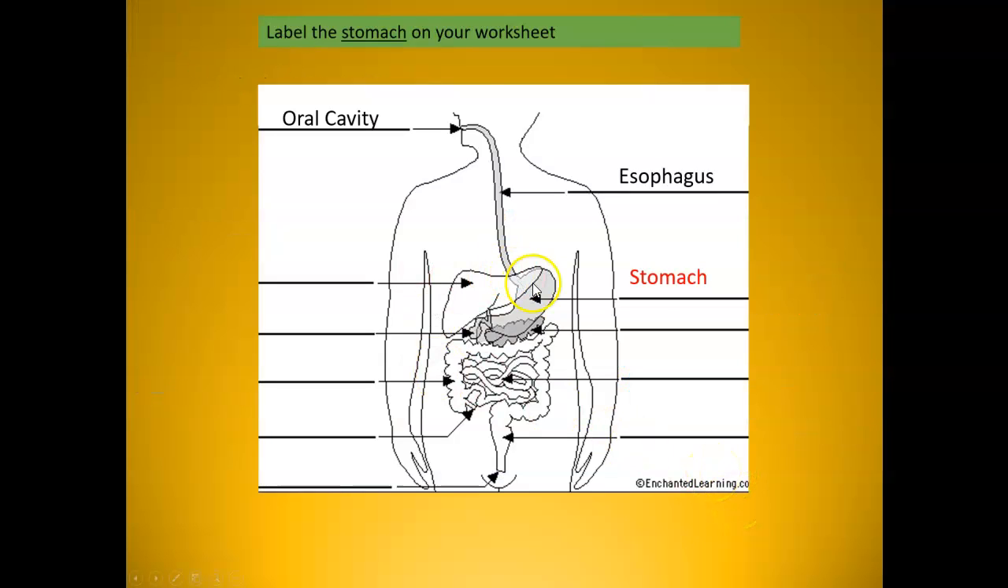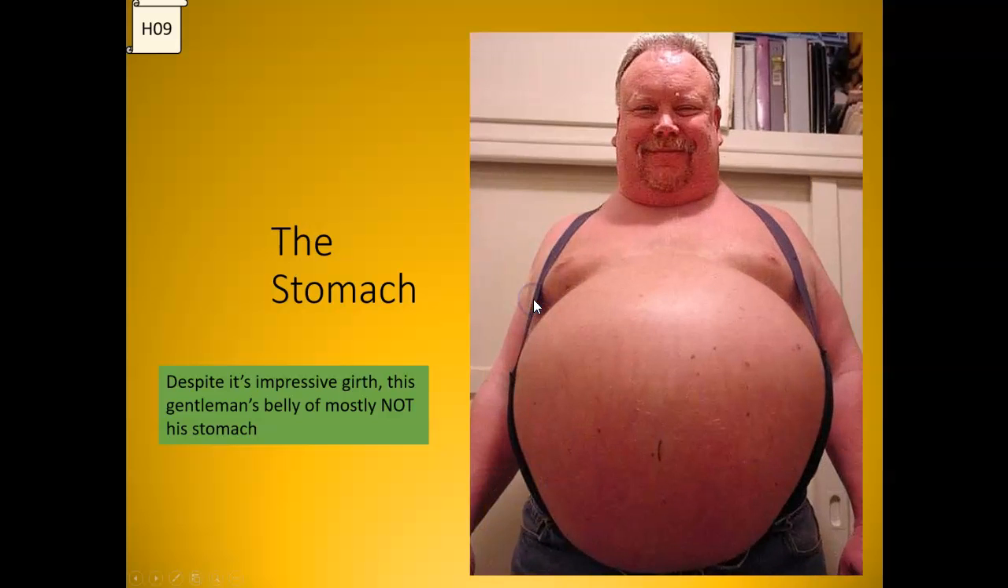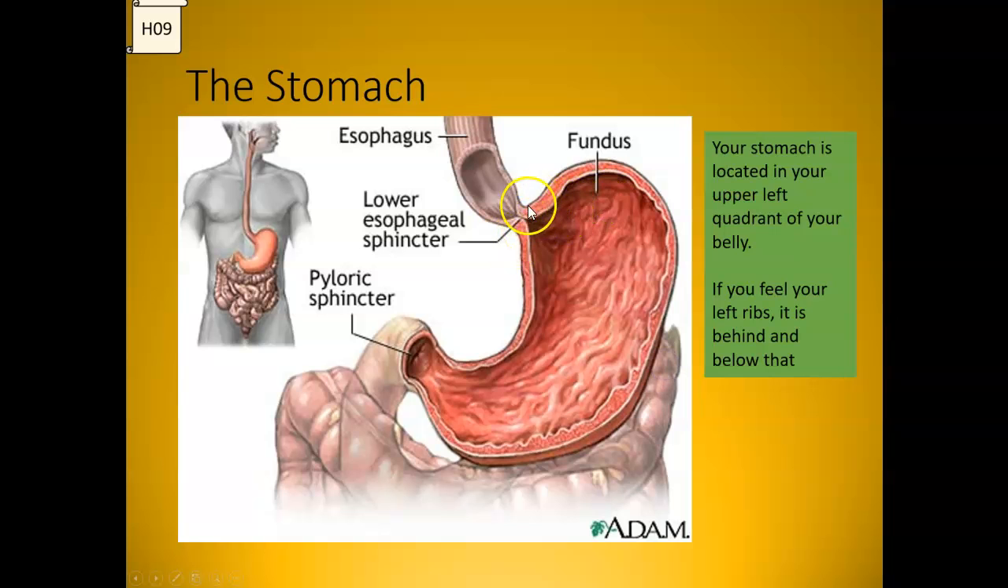So now we've got our stomach. We tend to think of the stomach like something like this, but despite what this guy's got going on here, most of that is not stomach. Most of that is probably abdominal fat or large intestine and small intestine. Our stomach is actually in the upper left quadrant of your belly, in this particular area. If you feel your left ribs, just down behind that and below that is where we're going to find our stomach.